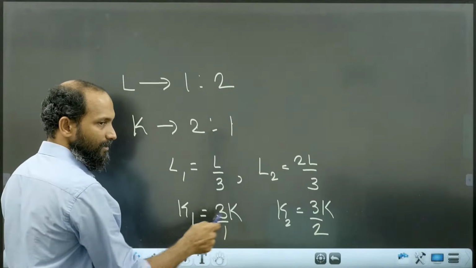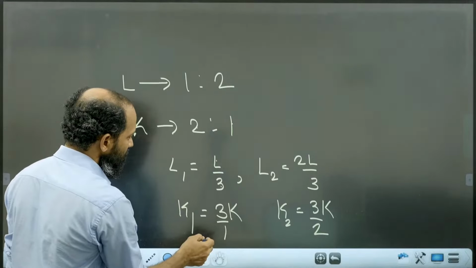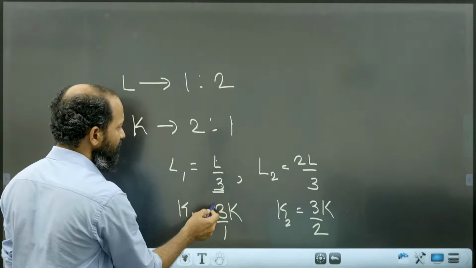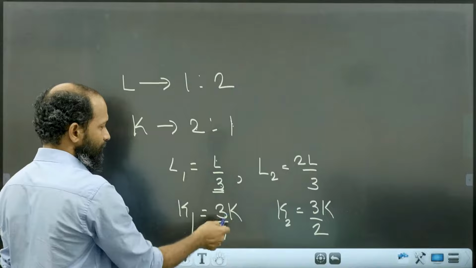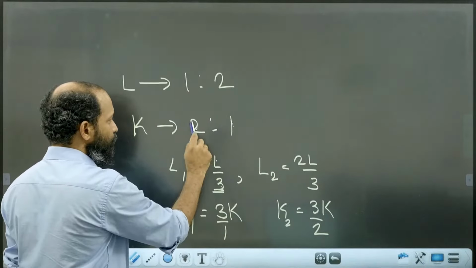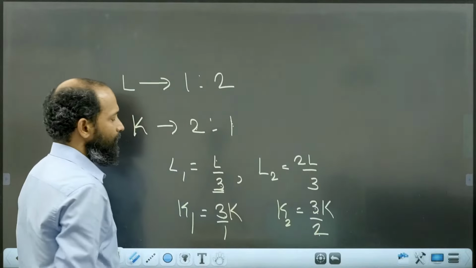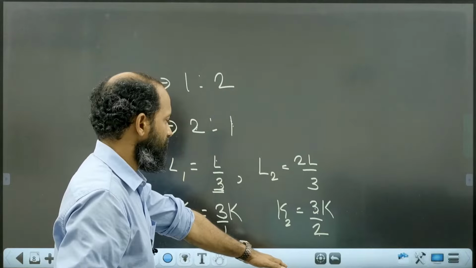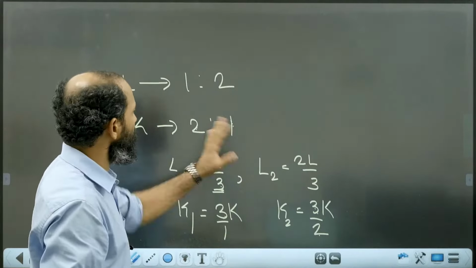You see, you can develop a shortcut based on this. See, L by 3. From where did you get this 3? 3 is 1 plus 2. So 1 plus 2, 3. 3 by 1, 1 plus 2 by 1. 1 plus 2 by 2, 1 plus 2 by 2 is this. So the longer one will have the smaller spring constant. The shorter one will have the larger spring constant. This is the way by which you divide.